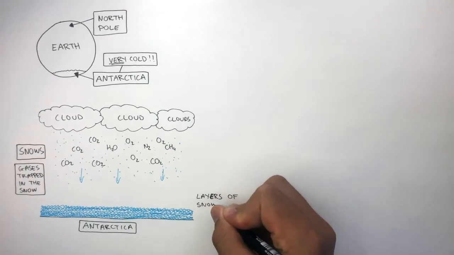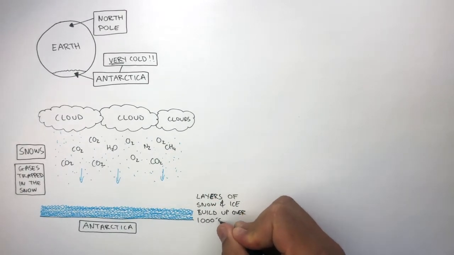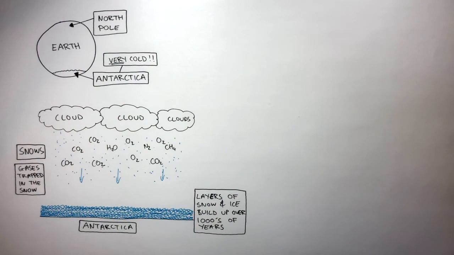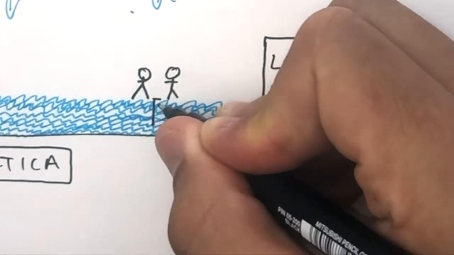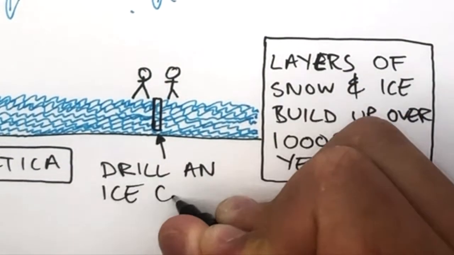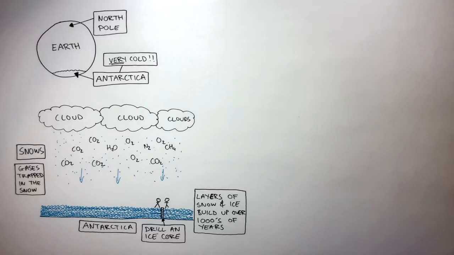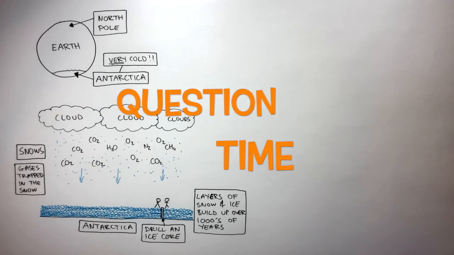Layers of snow and ice build up over thousands of years, and the oldest ice goes back 800,000 years, found in Antarctica. So what happens is scientists come along with their equipment and they drill an ice core. They then take this ice core back to the laboratory where they measure the composition of the trapped air at different layers.